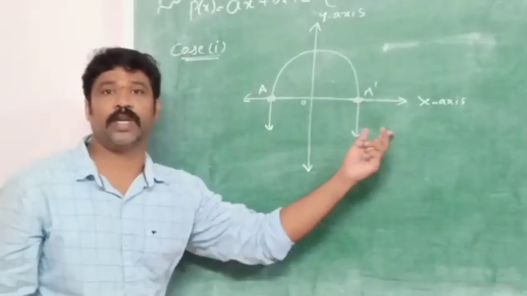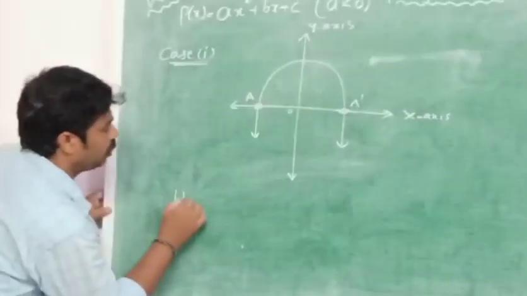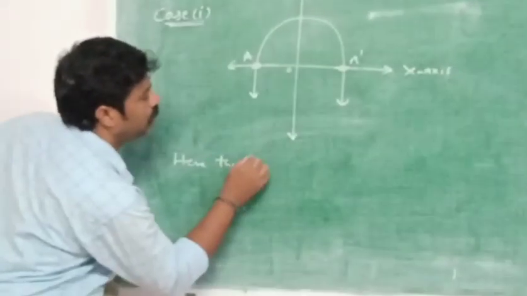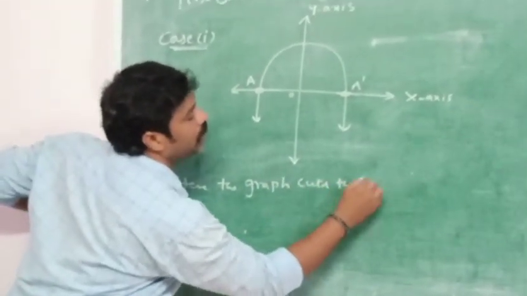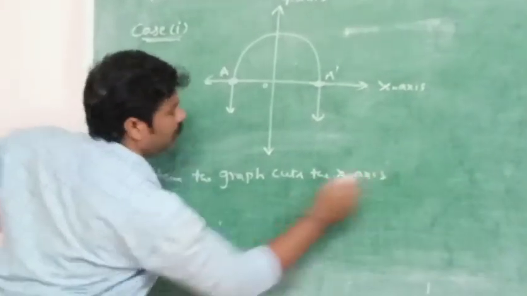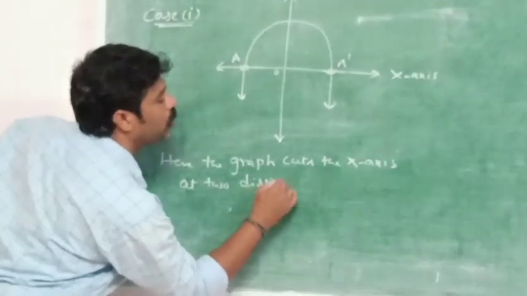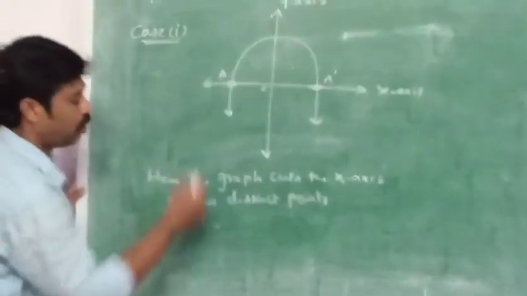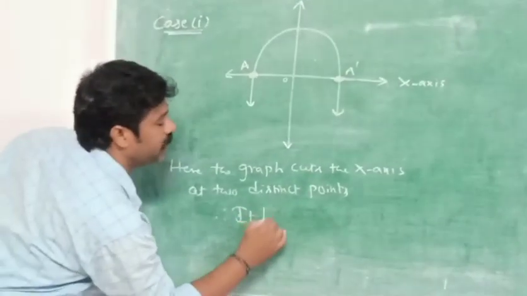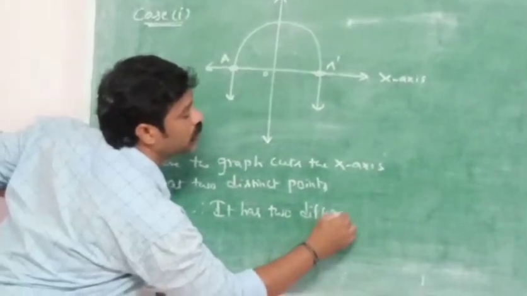Here also we will get 2 zeros. So here the graph cuts the x-axis at two distinct points. So what we can conclude, therefore, it has two different zeros.